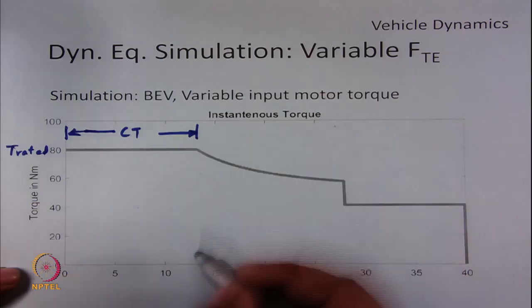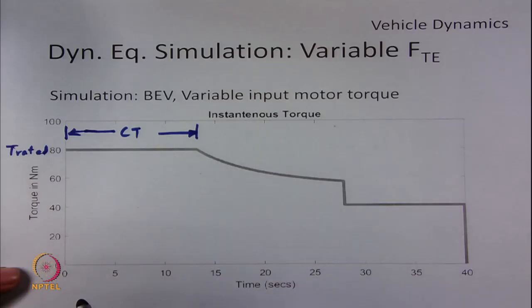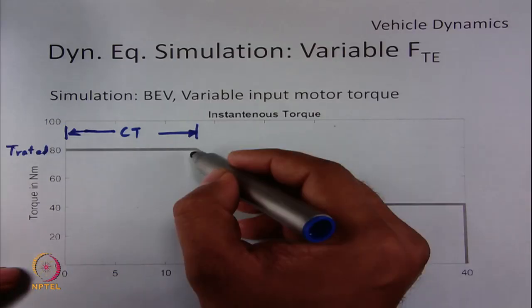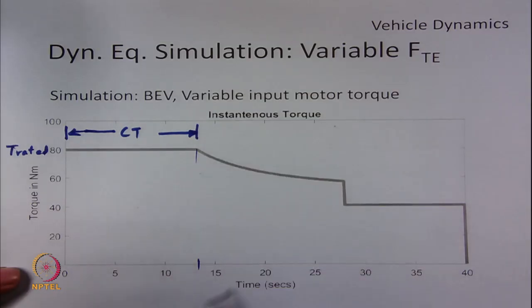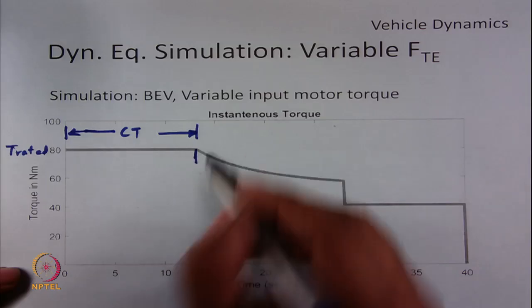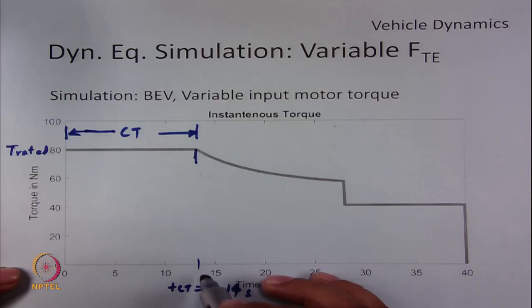Typically, the time required for the vehicle speed to vary from 0 to rated condition turns out to be somewhere here, somewhere around 13. Our calculation shows TCT equal to 13.14 seconds. So, it is coming as per calculation.